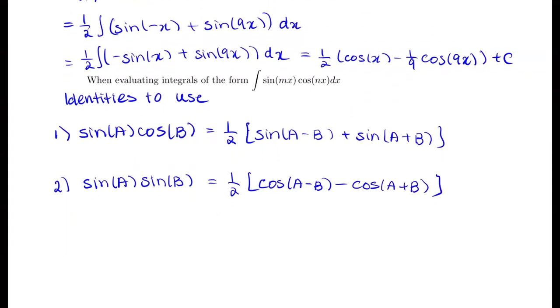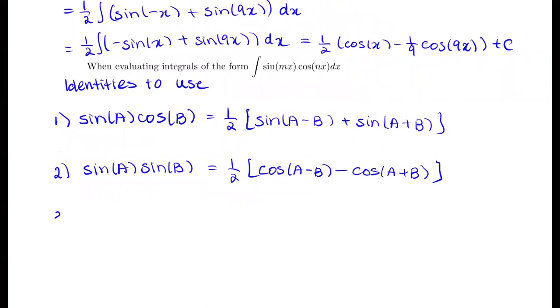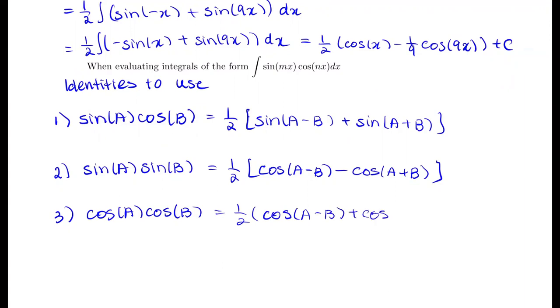And as the third identity here, instead of sine, we would have cos. So cos of A and cos of B. This one, we would use 1/2 multiplied by cos of A minus B, plus cos of A plus B.